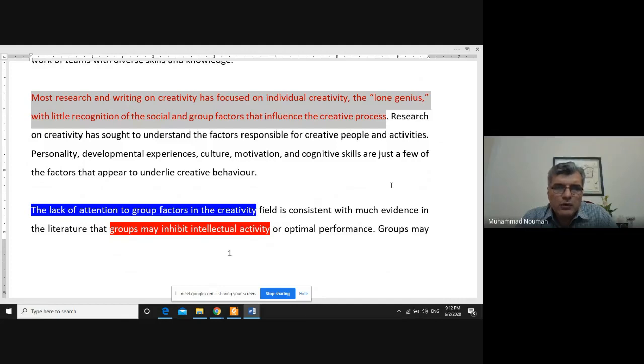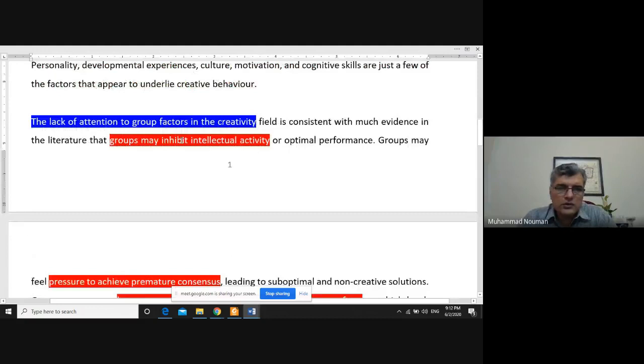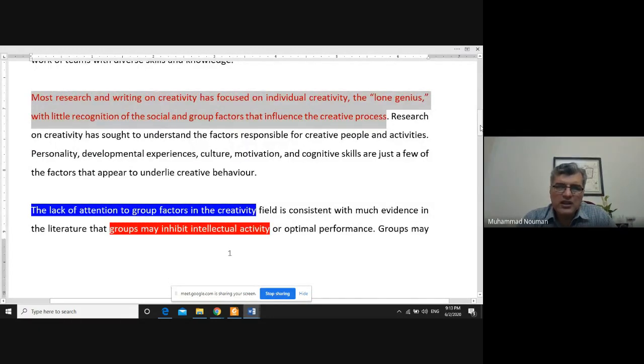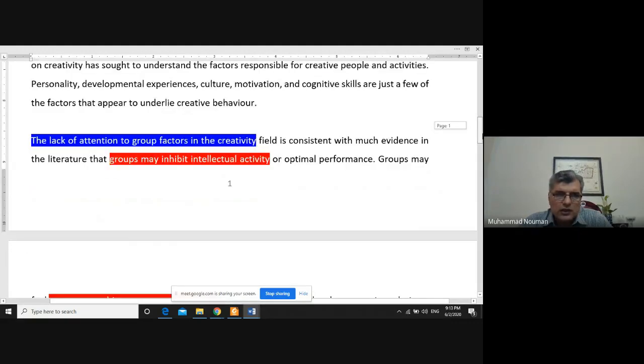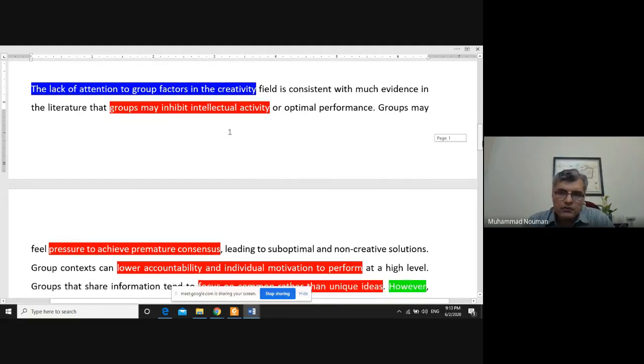One very important reason potentially for this lack of research is the lack of attention to various group factors, and this general belief that inside groups or teams there are various inhibiting factors which do not allow creativity to flourish, and those factors are then highlighted. So, for example, some of the factors which are considered inhibitors to intellectual activity within teams or groups are highlighted in this handout.